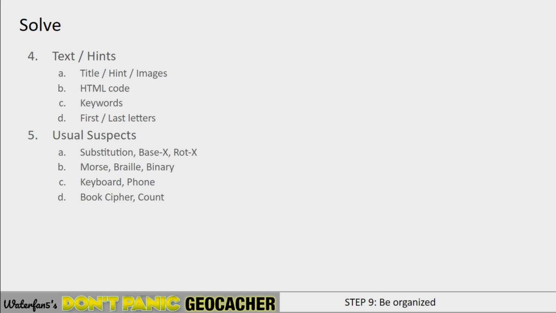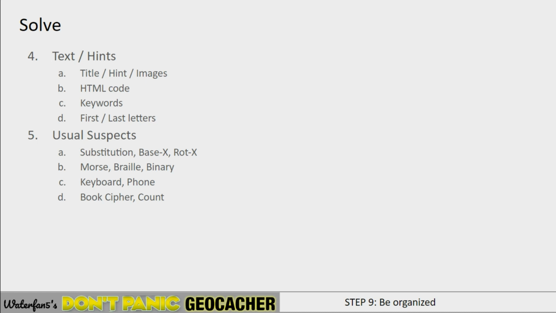And then the first thing I do is just look at the usual suspects. Is this something that could be any of the common puzzle types that we see? Is it a substitution of characters? Is it a base conversion? Is it a Caesar rotation cipher? Morse code, Braille, binary? Is it some kind of keyboard involved, phone codes? Or could it be a book cipher? And is there anything that I need to count, right?